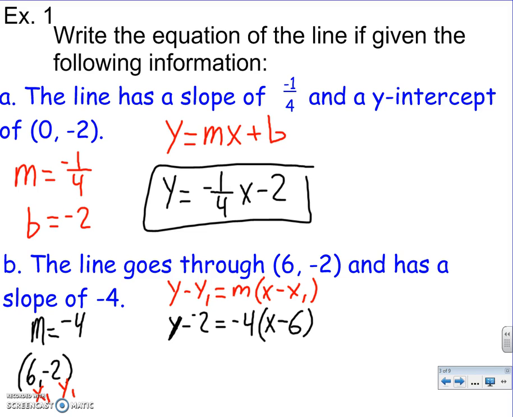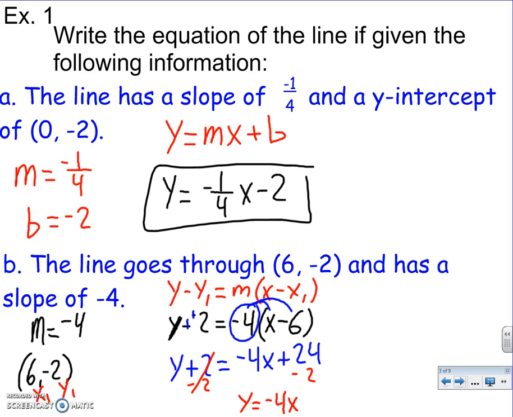Now I just have to do algebra. This left side, that's y minus negative 2, that's really a plus. So that's y plus 2 equals, here I need to distribute, negative 4x plus 24. And last, I'm going to get y by itself. I'm going to subtract 2 from both sides. And my final answer is y equals negative 4x plus 22.